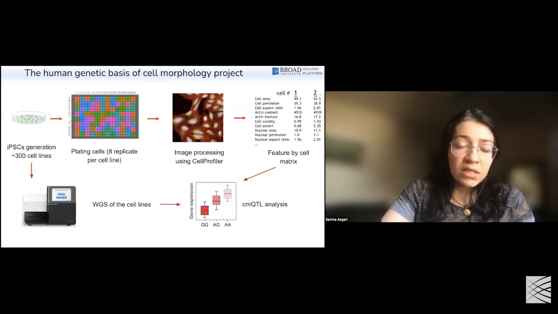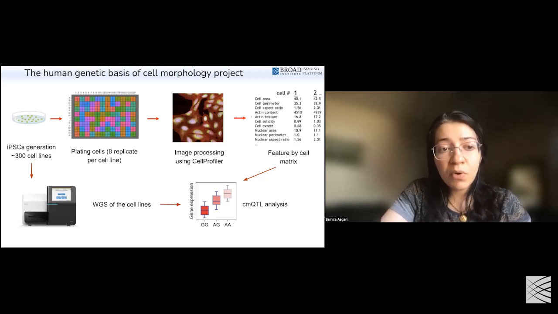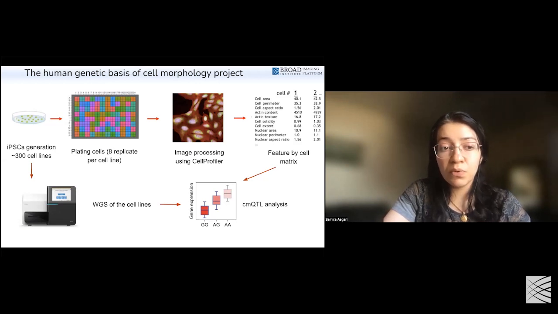And this is exactly what we did in collaboration with a number of colleagues at the Broad Institute and the technology that Anne talked about. Basically, this slide is to give you a general idea of the big picture of what we've done. We started with about 300 cell lines, obtained from 300 different individuals. These were induced pluripotent stem cells. I'm going to come to them in a second.